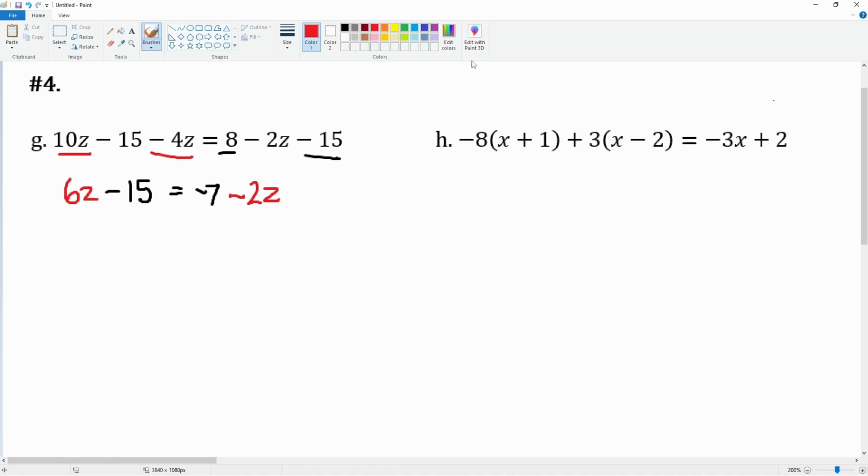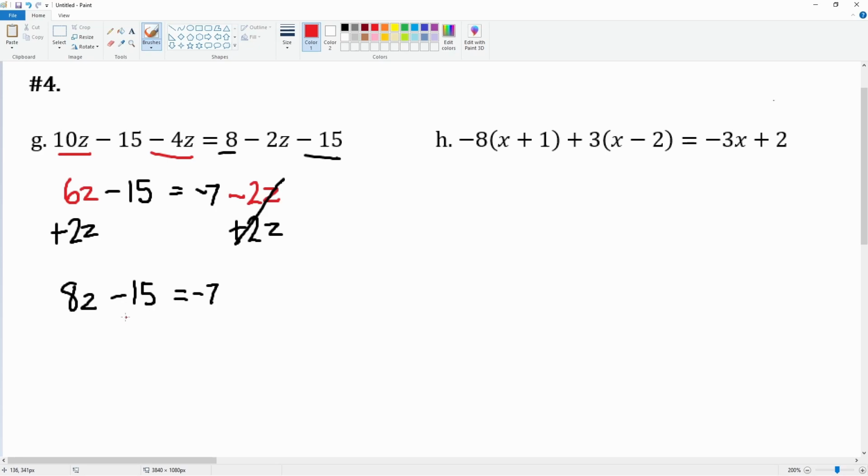Since there are variables on both sides, we should try to get rid of the smallest first. The smallest is negative 2z. The opposite of negative 2z is add 2z. That's the only way we can get this becoming 0. So this cancels, making us a 0. On the left-hand side becomes 8z, bring everything else down, minus 15, equaling negative 7.